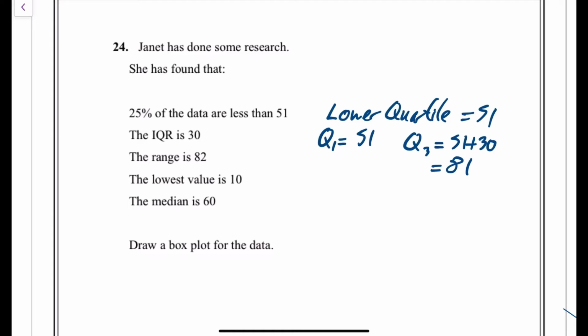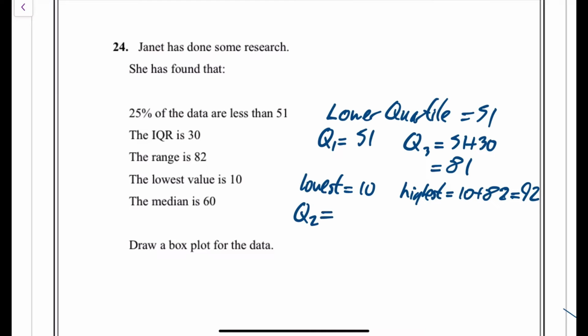It also says the range is 82. We'll come back to that. It also says the lowest value is 10. The range is 82, so the highest is equal to 10 plus 82, which is 92. And the median is Q2. Your median is 60. So we've got to draw this box plot. Now we've got all these bits of information, we can get cracking on that.